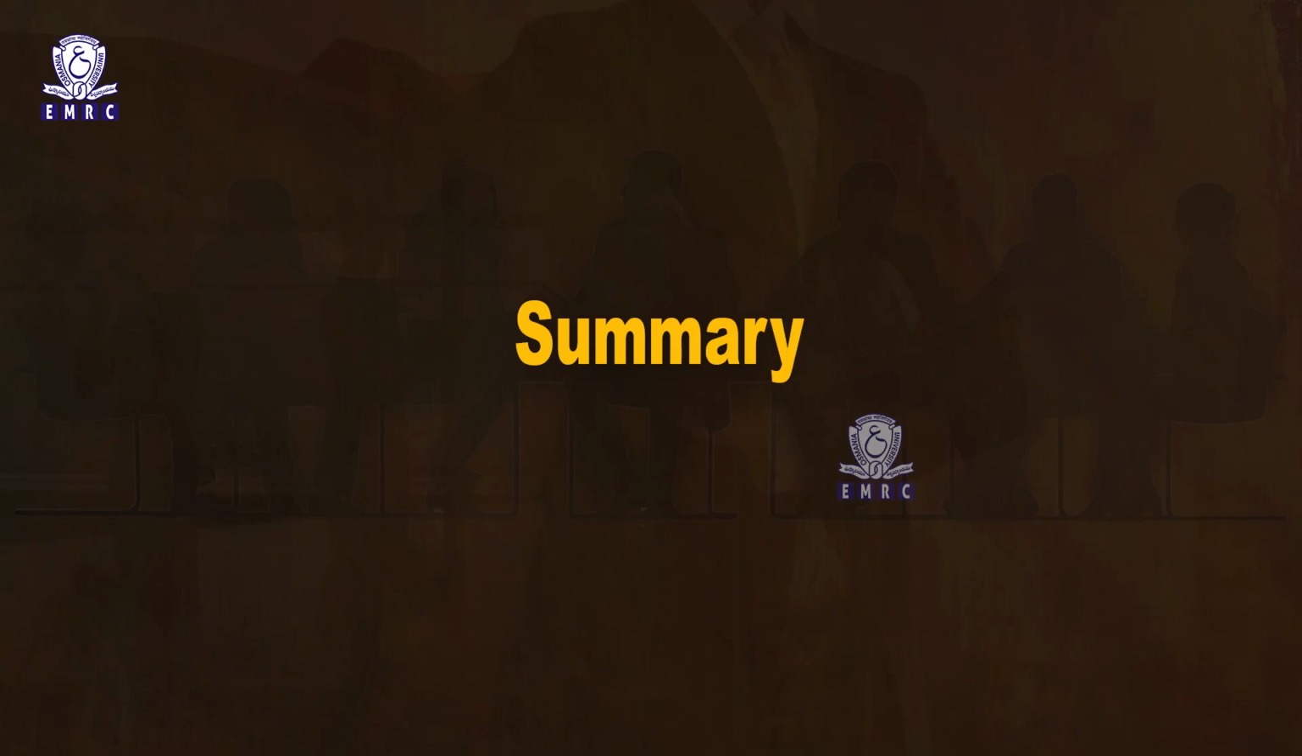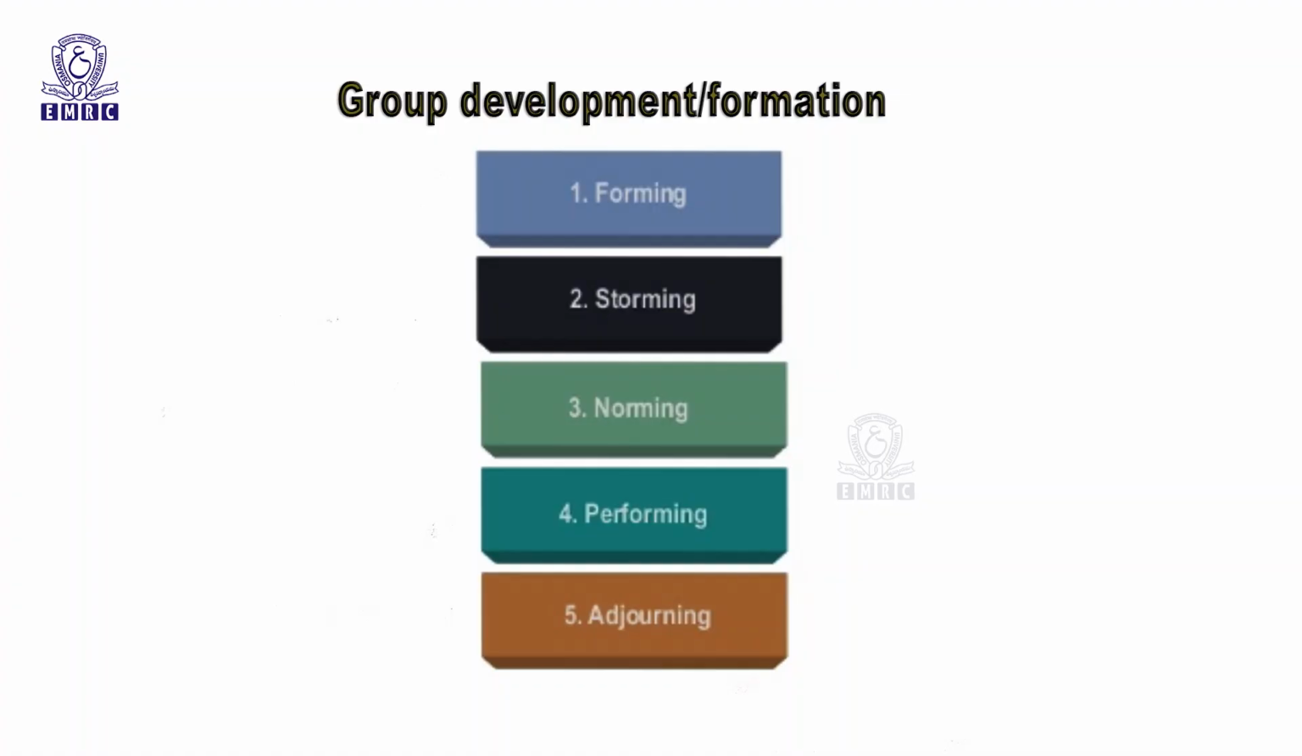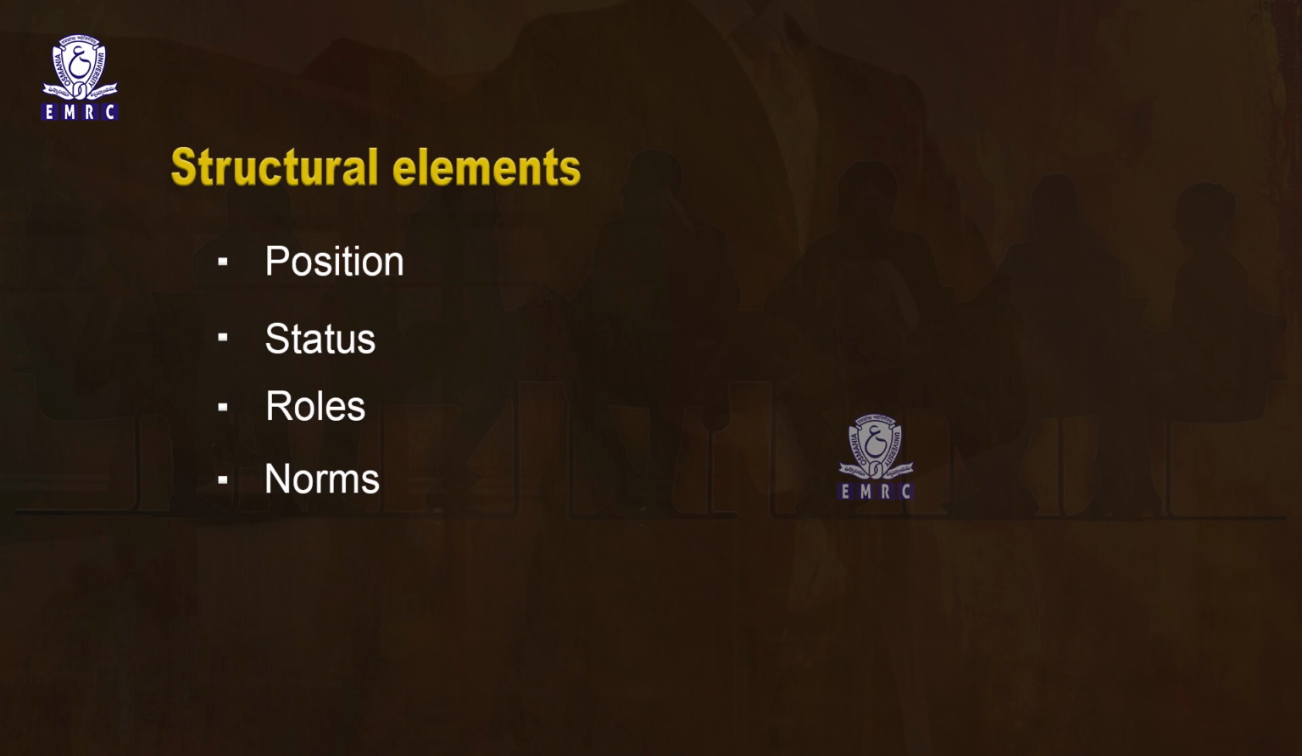Well, let's conclude this session with a quick review. We defined the concept of group, emphasizing importance, interaction and perceived coherence. Then we tried to understand the nature of groups, followed by types of groups like primary versus secondary, formal versus informal, in-group versus out-group. Then we discussed stages of group formation, which include forming, storming, norming, performing and adjourning. Finally, we spoke about the significance of group structure along with its elements, namely position, status, roles and norms.